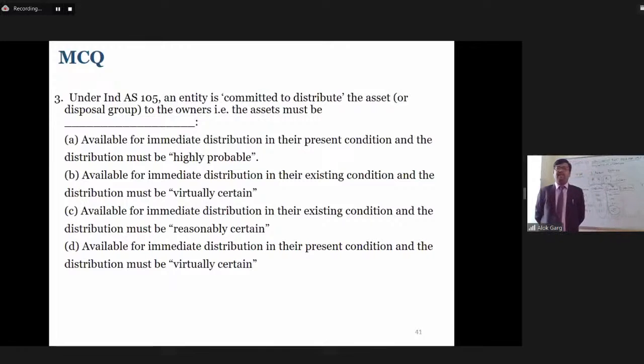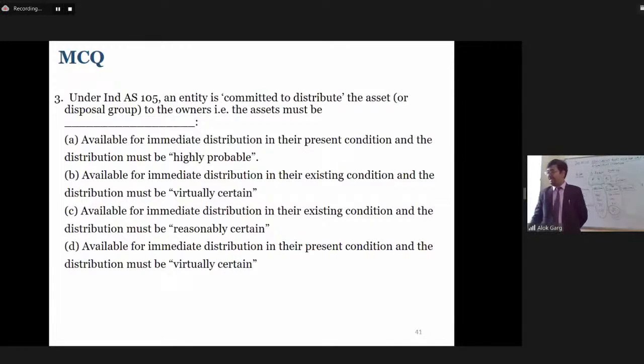Option number B, available for immediate distribution in their existing condition, and the distribution must be virtually certain. Available for immediate distribution in their existing condition, the distribution must be reasonably certain. Available for immediate distribution in their present condition, and the distribution must be virtually certain. What is the right answer? Friends, what is the right answer?